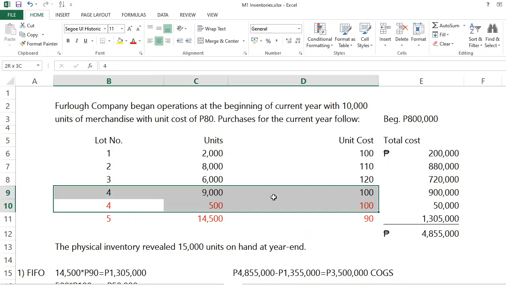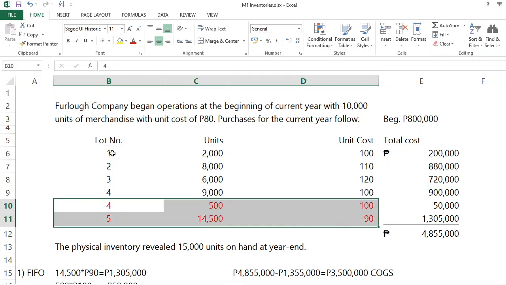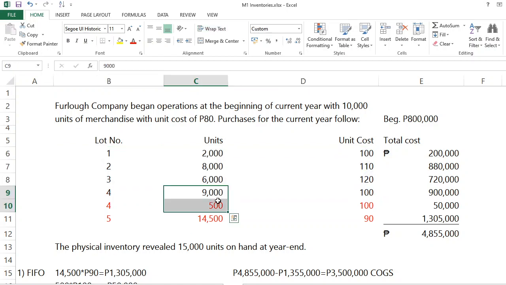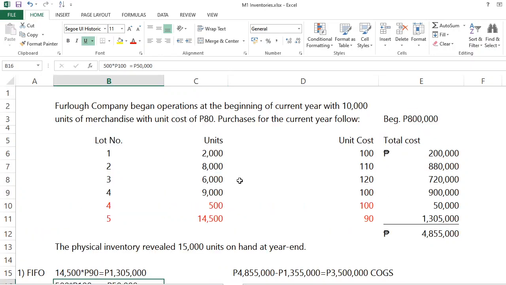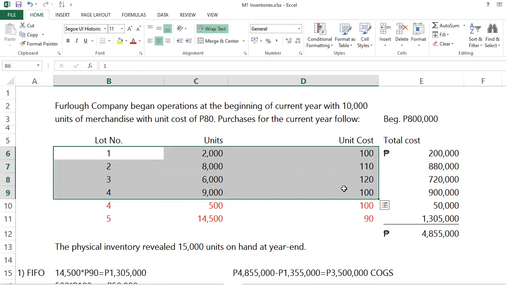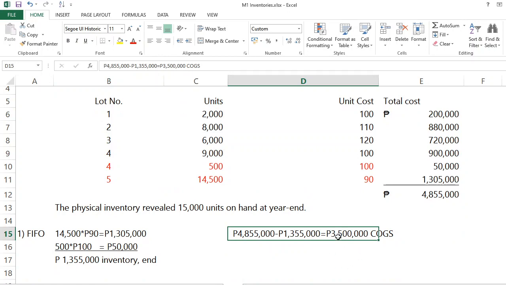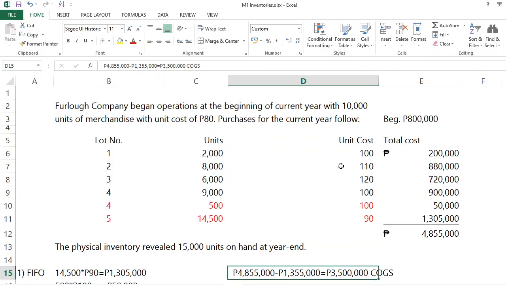So these items that I marked in red were sold, and the rest remained. Take note, we split lot number 4: 9,000 sold, 500 remaining, based on our earlier analysis. Therefore all of these, plus the beginning inventory, were sold, since it's first in, first out. Whatever came first on January 1 is also disposed of first. So all of these purchases plus the beginning are what was sold. Let's compute manually and find out if it equals the 3.5 million we computed earlier using the shortcut way. Okay?